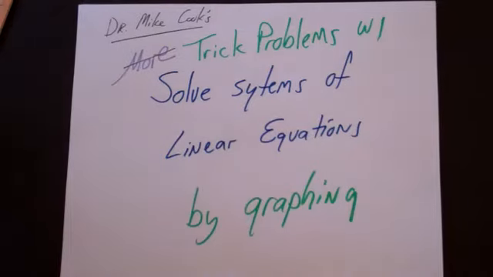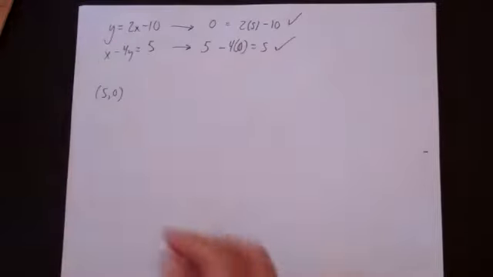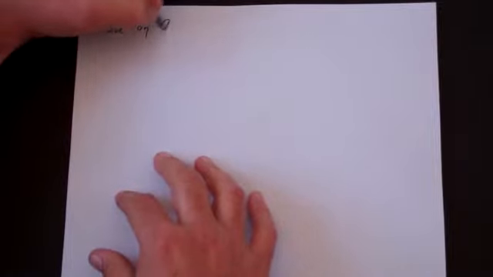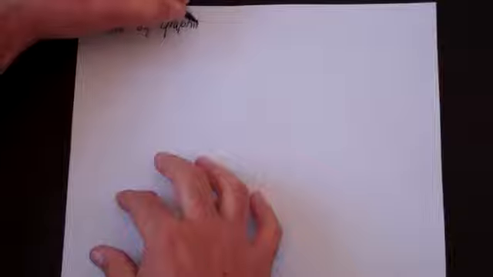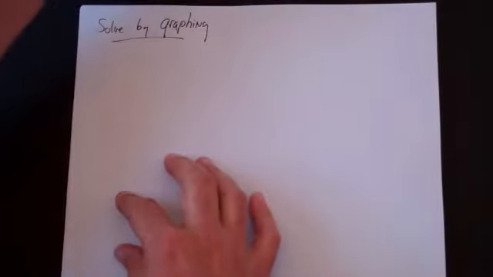We're going to look at some more problems with solving systems of linear equations with graphing, but what I call trick problems. To start with, it'll look just like any other problem. It'll say solve by graphing. And remember, when you solve by graphing, there are 3 steps: graph line number 1, graph line number 2, see where they cross.